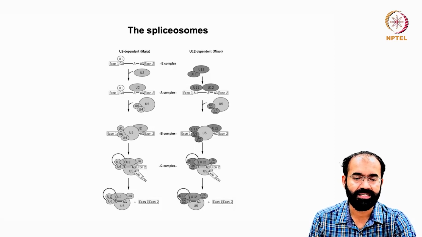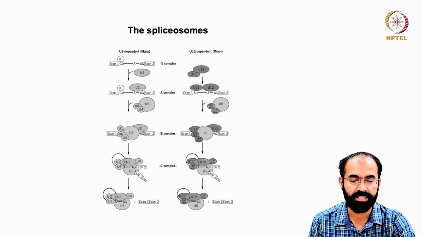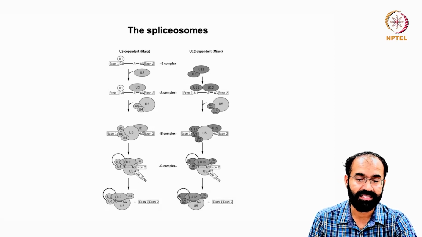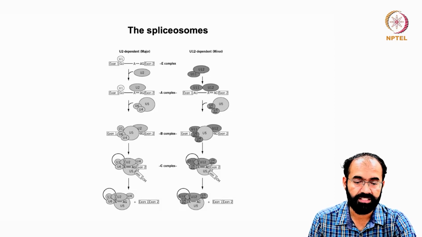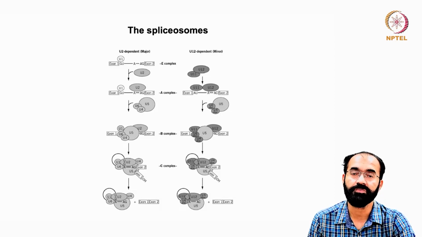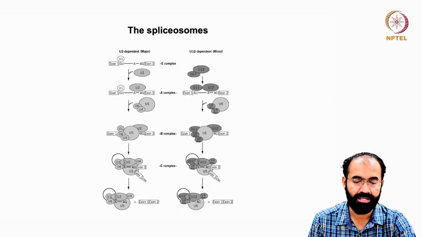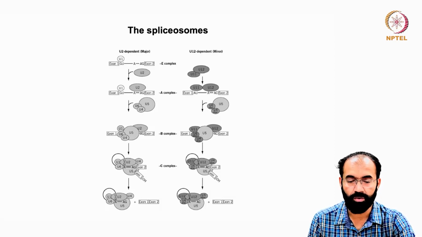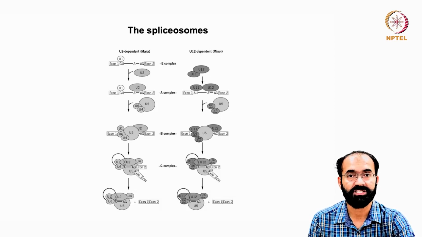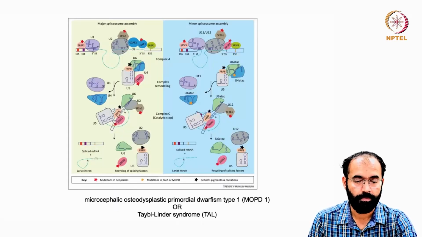And in U12 dependent, the U11 and U12 come together and occupy the 5' splice site and the branch point respectively. Then you have the complex formation made of U6, U5 and U4, as happened in the case of the U2 complex, the major spliceosome complex. They come and join, and the rest happens more or less in a similar fashion, and you end up getting exon 1 and exon 2 fused together. So this is how the major and minor spliceosome differ, or how they interact.